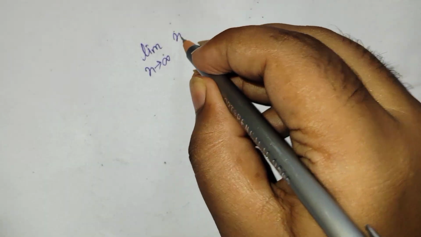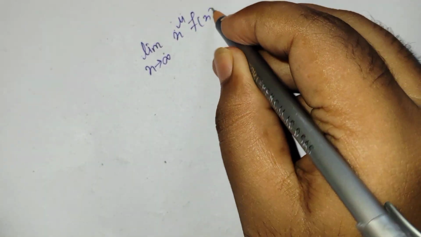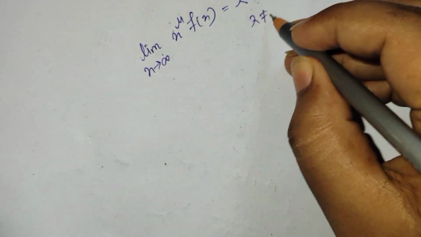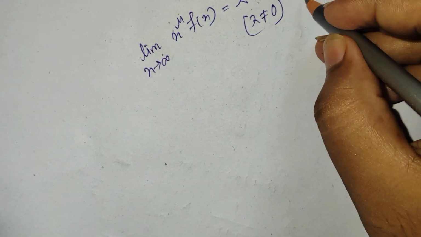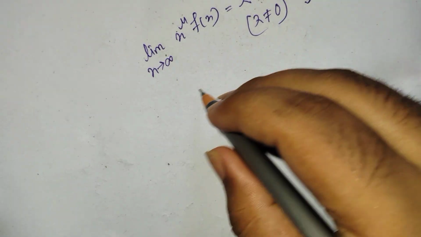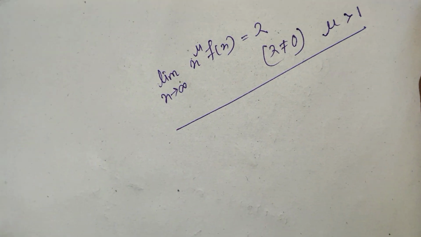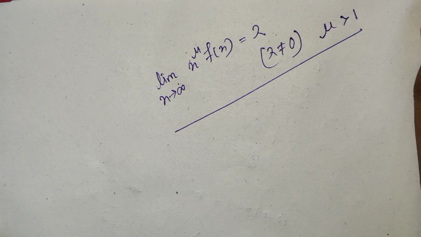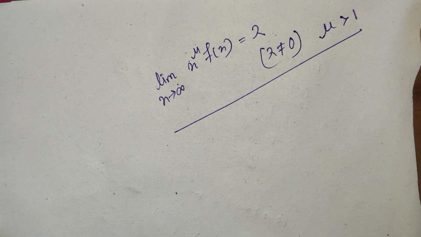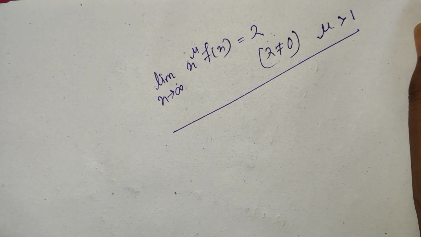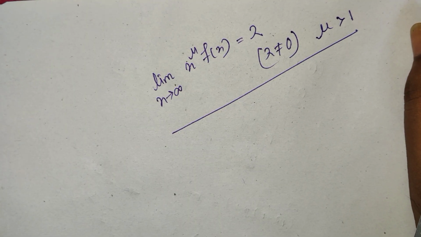Limit x tending to infinity, x to the power mu f(x) is equal to lambda, where lambda is not equal to 0, for mu greater than 1. If this condition is valid, then the integration will converge. Otherwise the integration will not converge.